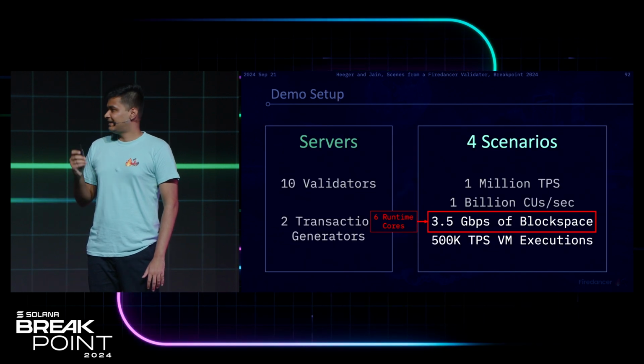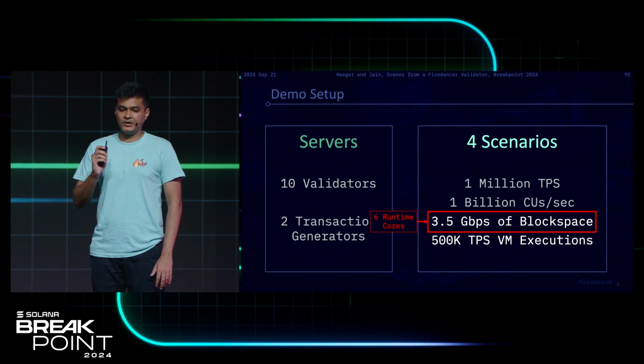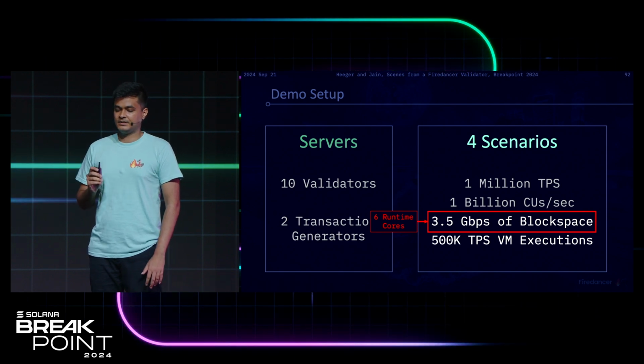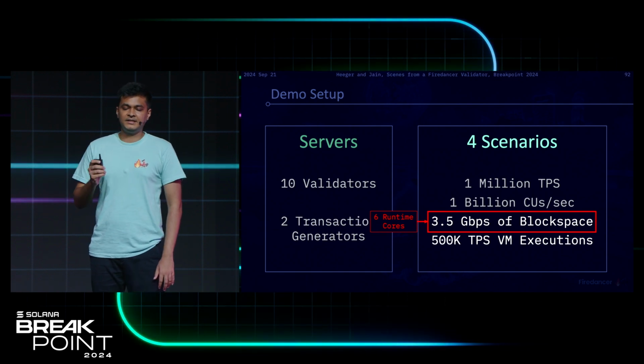The third demo shows an interesting metric, which is 3.5 gigabits per second of block space when handling no-op programs with fixed-size payloads. A no-op program is an SBPF program that does nothing, accepting arbitrary data in the transaction.